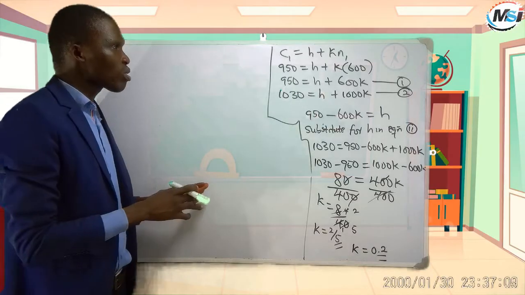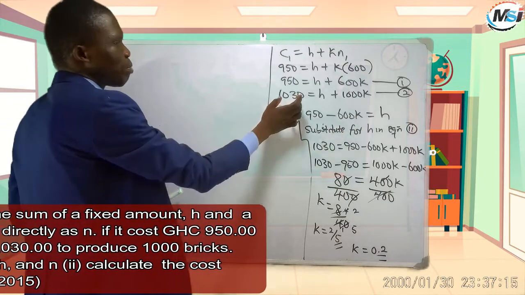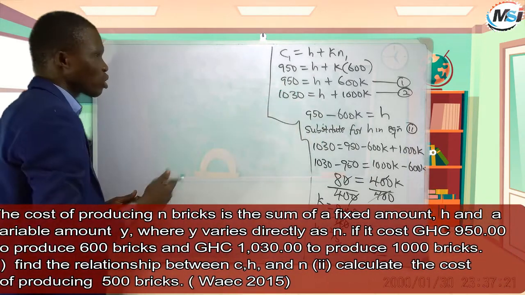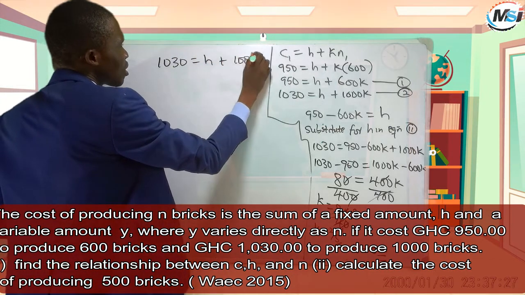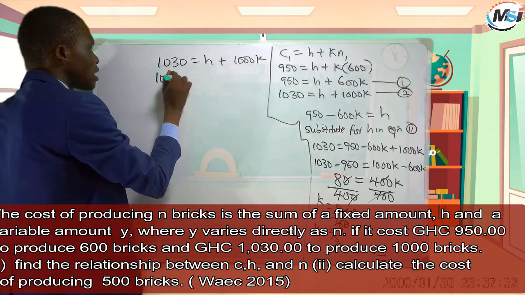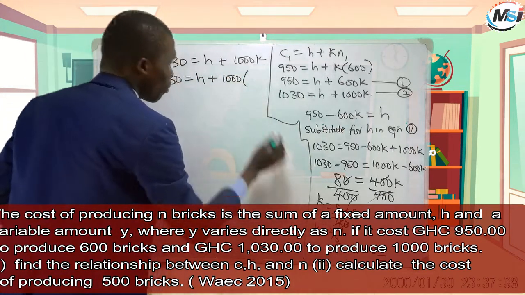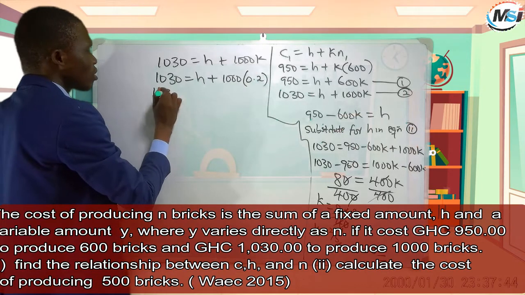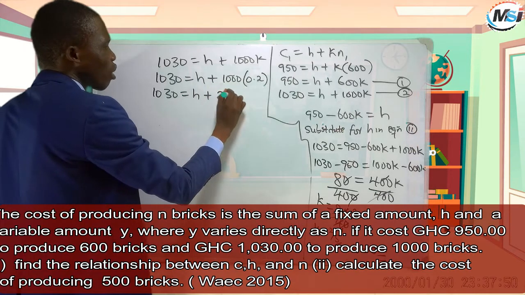Okay class, now we want to find the value of h. To find the value of h, we can pick equation 2 or equation 1. So let's pick equation 2. We have 1030 equals h plus 1000k. Now from here we have 1030, h is not given, and 1000, k is 0.2. So when you multiply this, we have 1030 equals h plus 200.